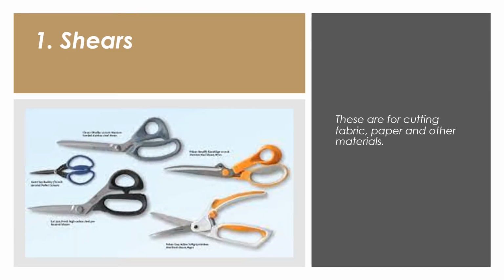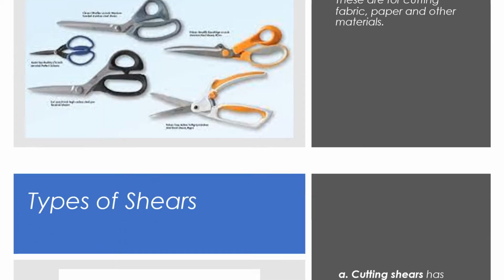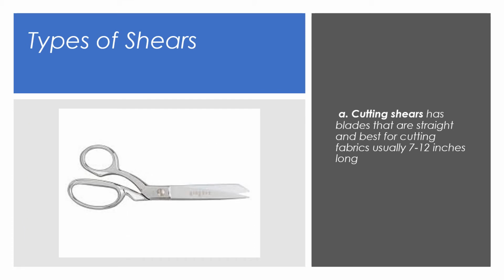Number 1 cutting tool is a shear. These are for cutting fabric, paper, and other material. What are the types of shear we have? Cutting shears have blades that are straight and best for cutting fabrics, usually 7 to 12 inches long. So, one of the types of shear is a cutting shear.